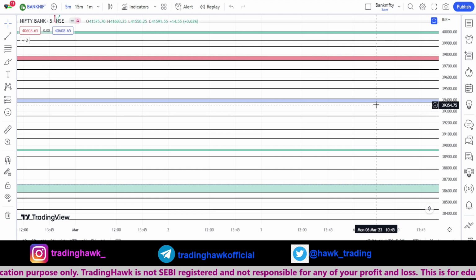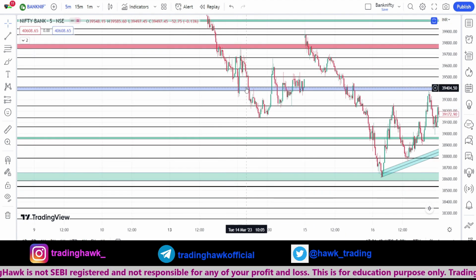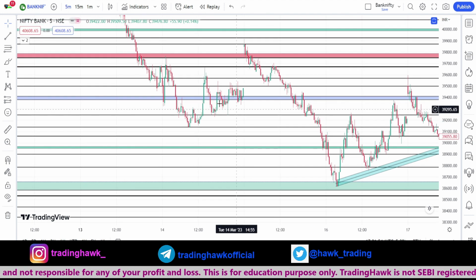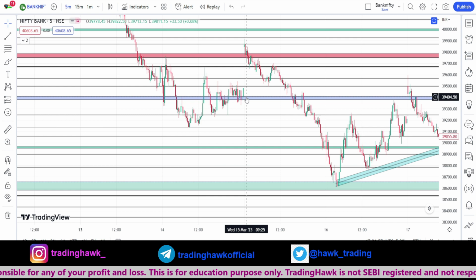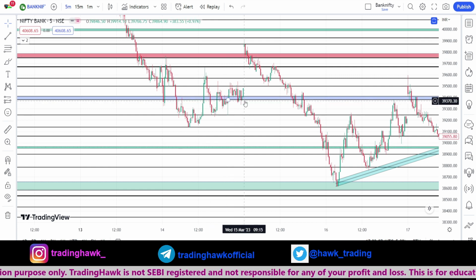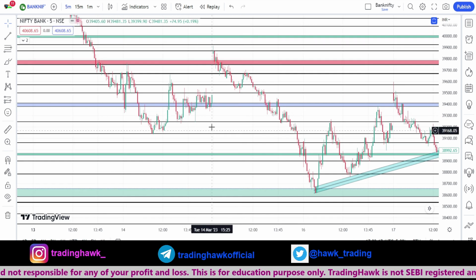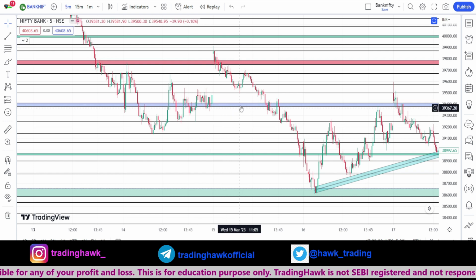Let me just adjust a bit. Since this zone was violated, this support zone has now turned into a flip zone. Whenever a particular support zone gets violated, and the price is in between resistance and support, that intermediate support zone will turn into the flip zone. So after the price violated this zone, this support zone comes down as a flip zone. And if the price now sustains below this, then this flip zone will turn into a resistance zone.